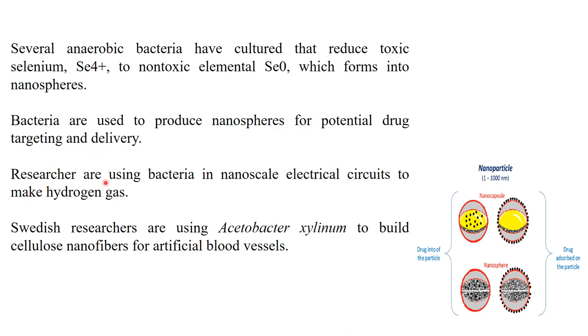Researchers are using bacteria and nanoscale electrical circuits to make hydrogen gas. Hydrogen gas sensors के लिए भी हम ये nanoscale electrical circuits इस्तेमाल करते हैं. Swedish researchers are using acetobacter xylinum to build cellulose nanofibrils for artificial blood vessels. हम artificial blood vessel sensors के लिए भी bacteria acetobacter xylinum का इस्तेमाल कर रहे हैं.